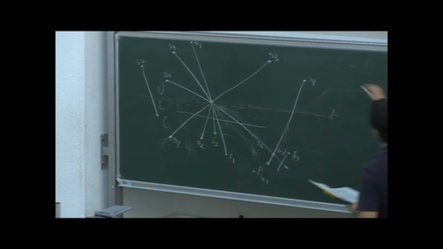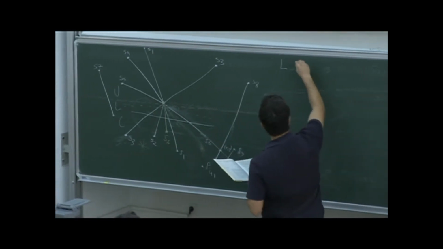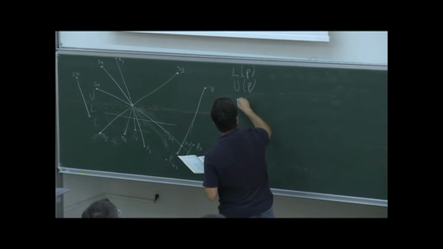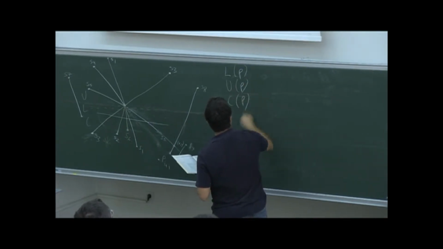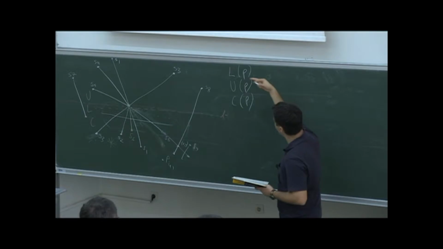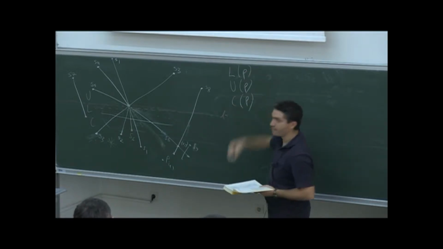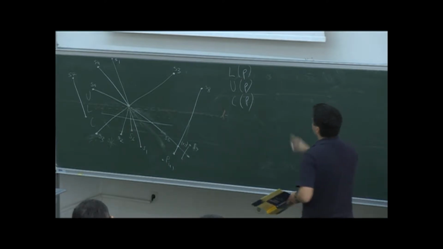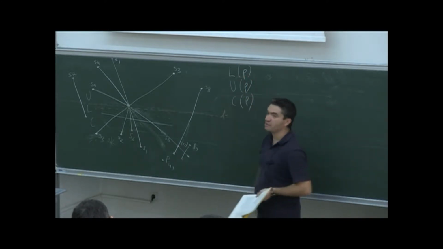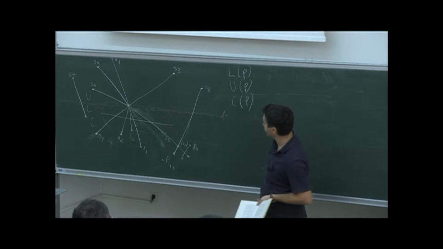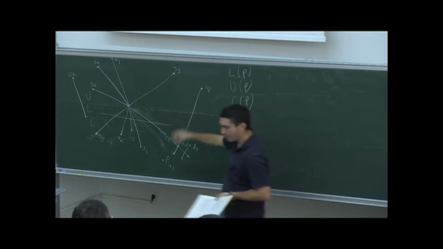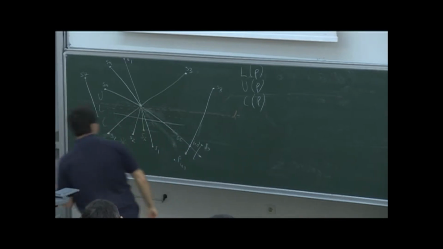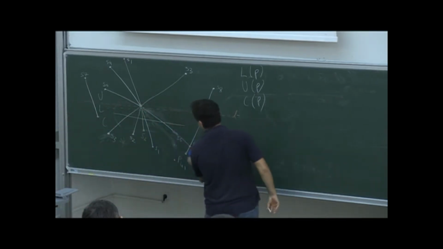We have two sets of line segments, and these line segments can be found. This LP is the set of line segments which have P as their lower endpoint. For example, in this example here, S4, and let me erase these other things.